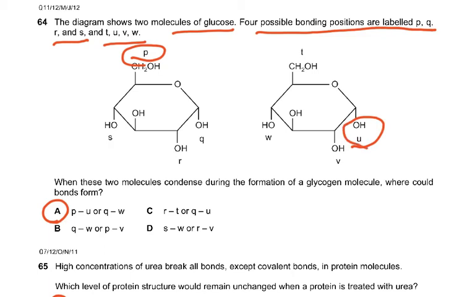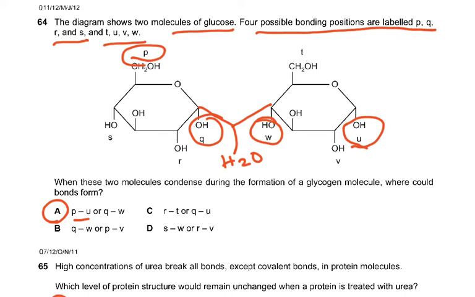That would be the 1,6. P and U, and Q and W. Q is here and W is here. So Q and W. There, of course, this would be the 1,4, and water would exit. And this would be the 1,4, and this would be, of course, the 1,6.